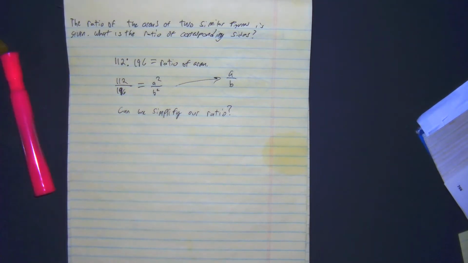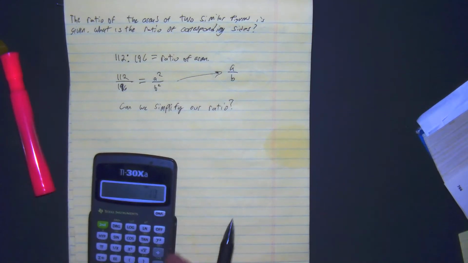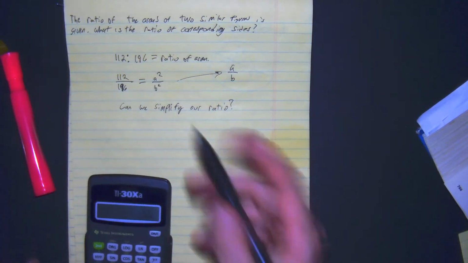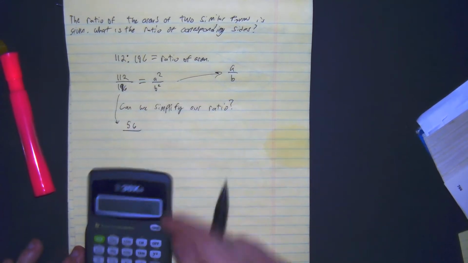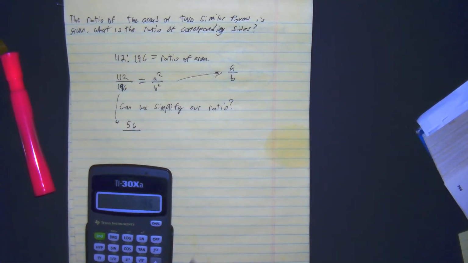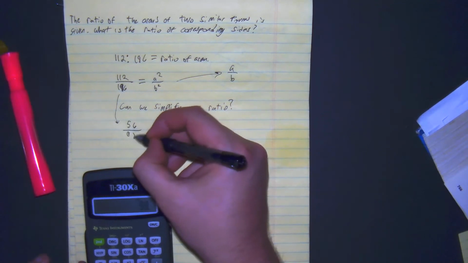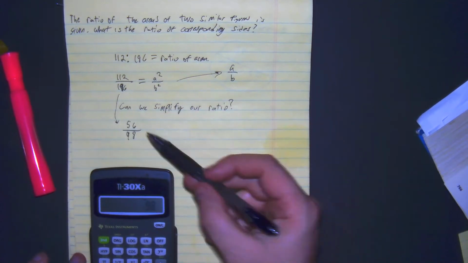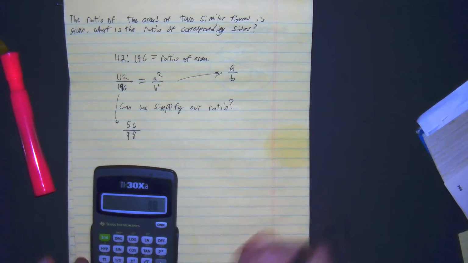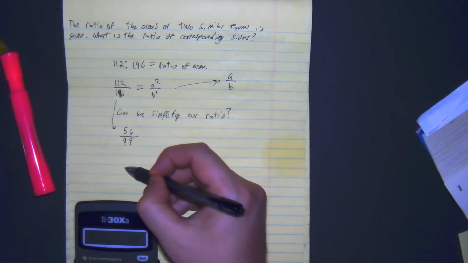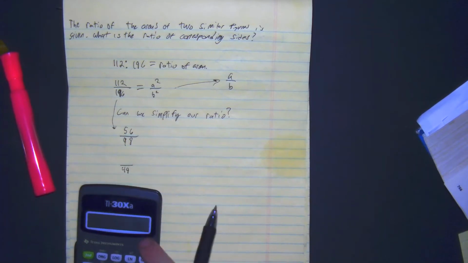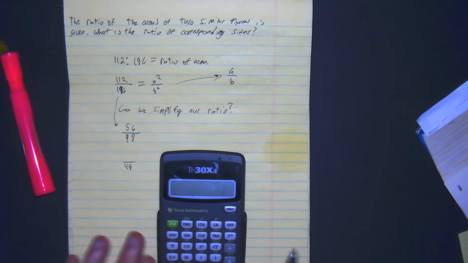So, using the calculator, if they're both even, 112 divided by 2 is 56. 196 divided by 2 gets us 98. Well, 56, 98, they're both even still. So divided by 2 again. You get 49, and 56 divided by 2, you get 28.